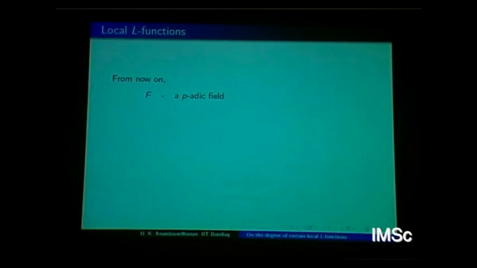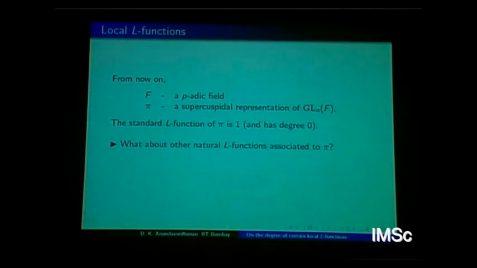So from now onward, F is a p-adic field, one of the local places, and π is a supercuspidal representation of GL_n(F). Once again, I'm focusing on supercuspidals because once we understand supercuspidals, all the other things will be, with some work, understood. So the standard L-function of π is what we had considered, just L(s, π), and that is the constant function 1 and has degree 0.